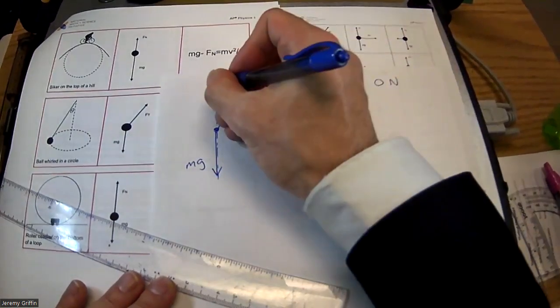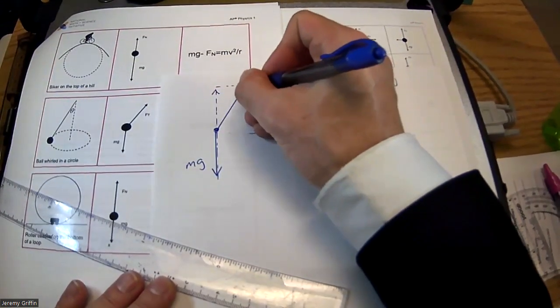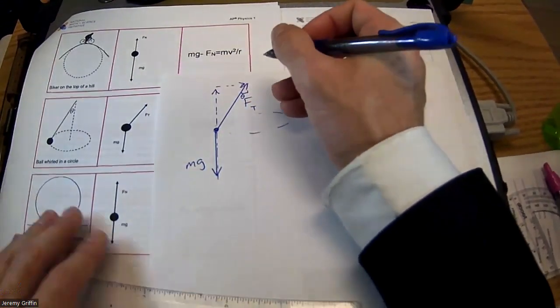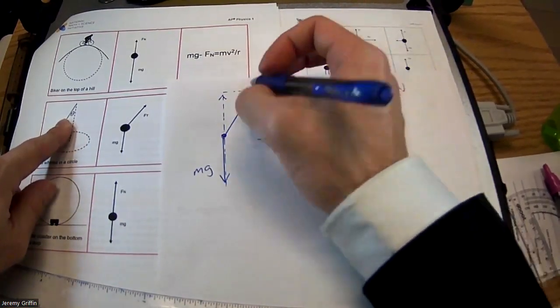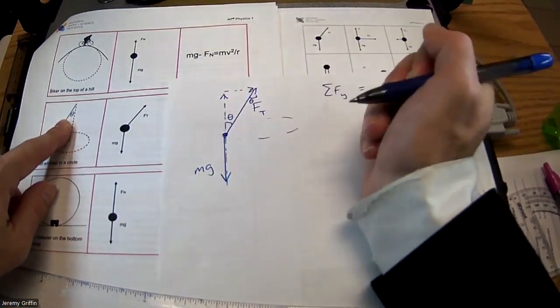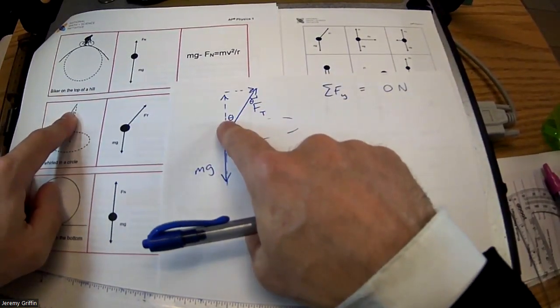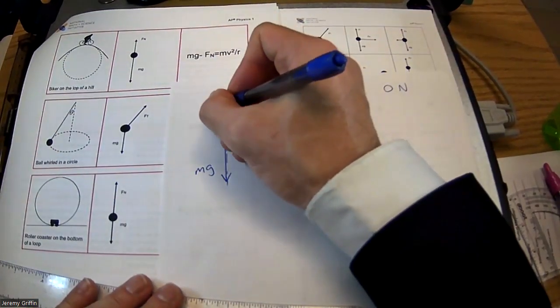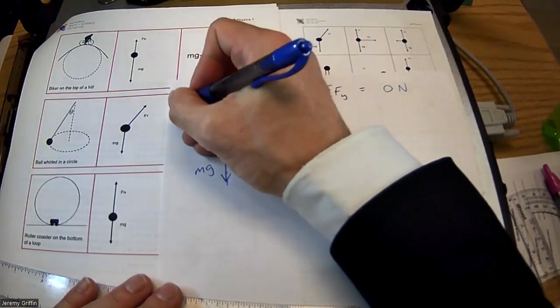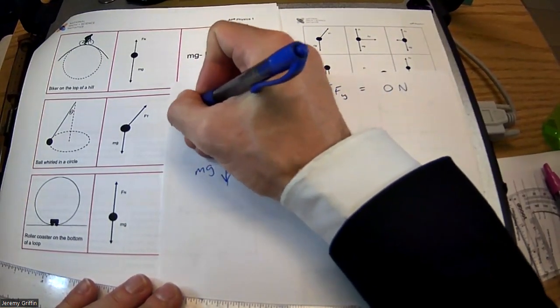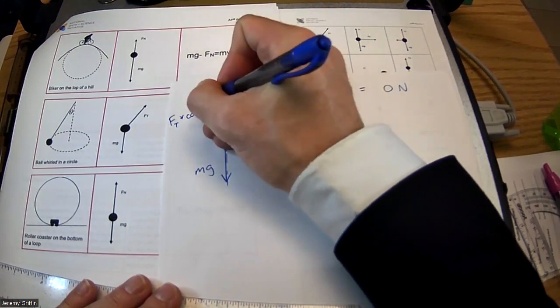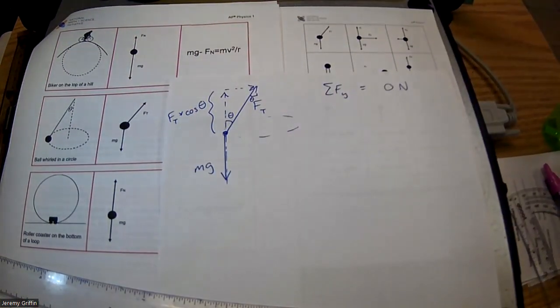Would this angle that they listed in the diagram be exactly equal to that angle? Same angle. If that's 29 degrees, that's 29 degrees. Wouldn't this bit right here be F_T times cosine of that angle? All right, time's up here. Pause this.